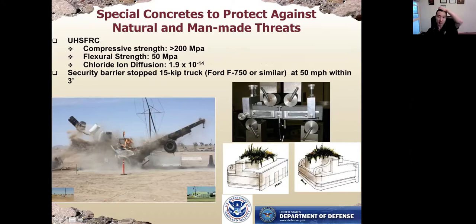We use this concrete to make so-called street furniture like this. People can sit on this as a bench. Also, we can use it as a planter to decorate. But actually, it's an anti-terrorist barrier to protect a certain critical structure in the San Francisco Bay Area. The barrier should stop a 15 kips truck, which is similar to a Ford F-750, traveling at 50 miles per hour within 3 feet.